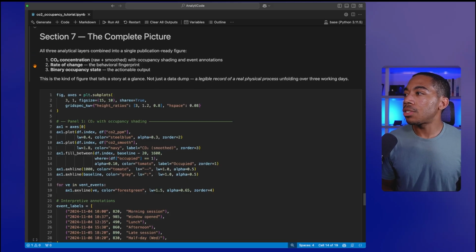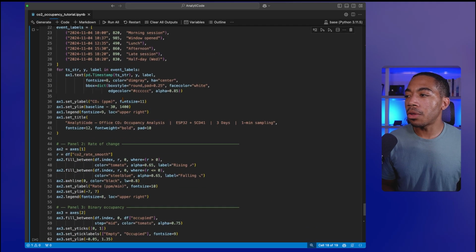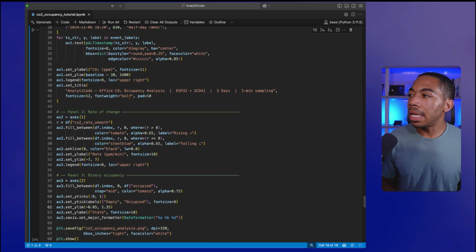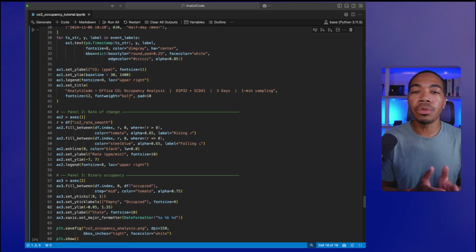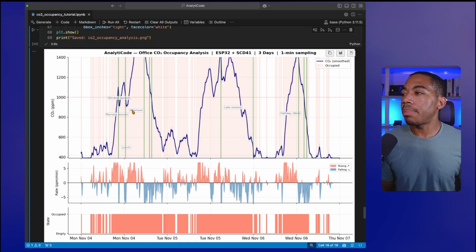Lastly, let's get to section 7, where we have the complete picture, where we can start looking at the CO2 concentration, both raw and smooth, the rate of change, and a binary rule for the occupancy state with an actionable output. And so this figure allows us to see everything we've done over the course of this tutorial. Yes, there's quite a bit of code, but it's important that we've walked through all of this to tell a compelling story.